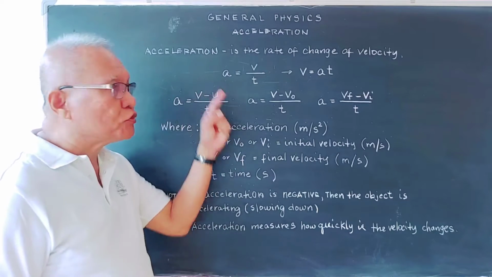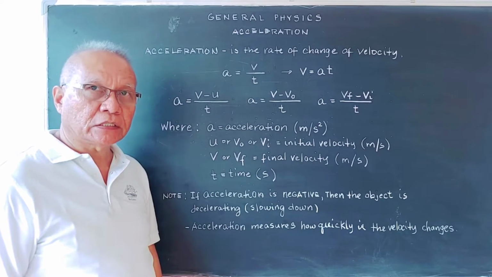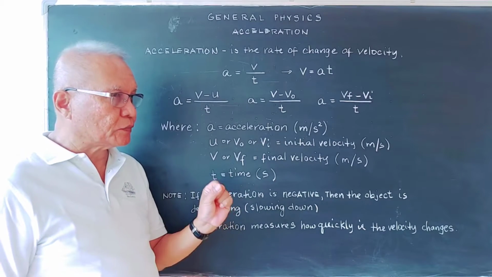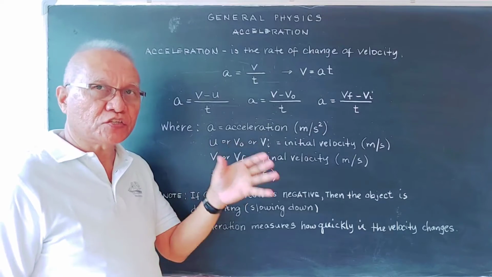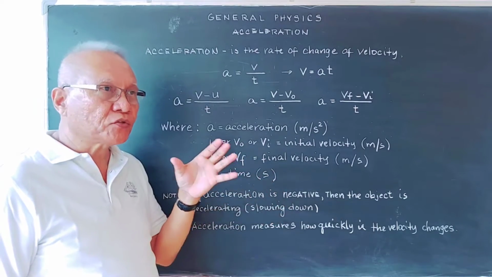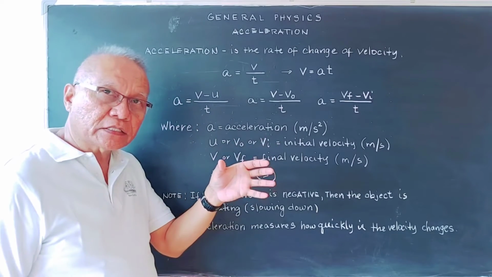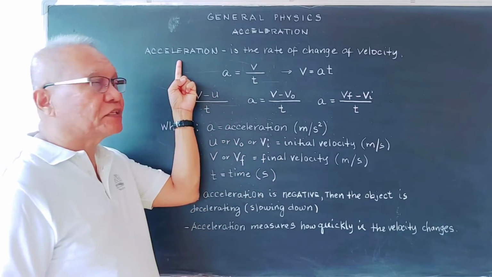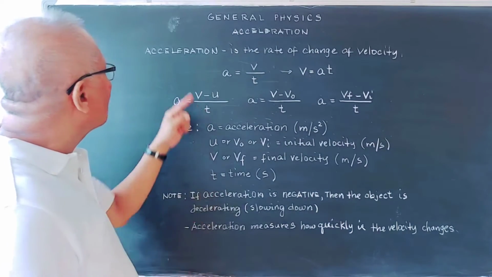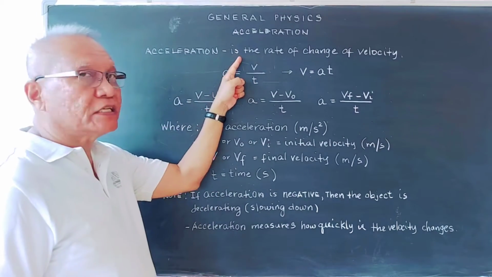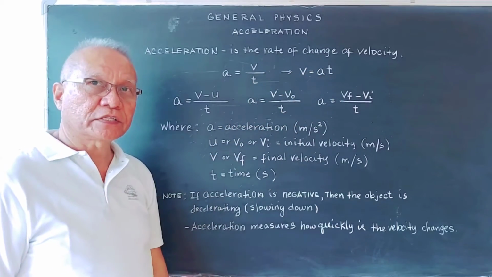In acceleration, the velocity is changing per minute, per second, per hour. So it keeps on changing. And the measure of how quick the changes means we are getting the acceleration. That's why the meaning of acceleration is it is the rate of change of velocity.